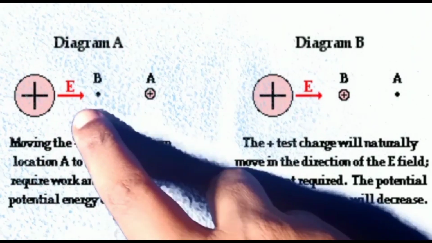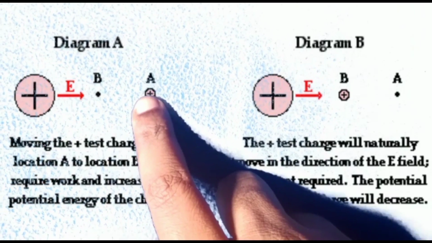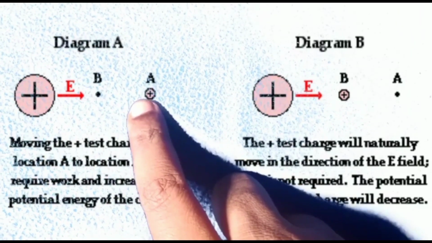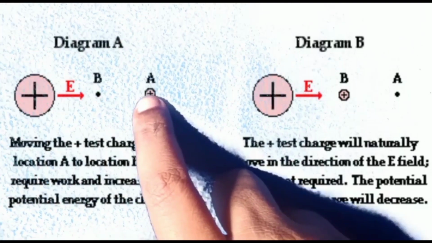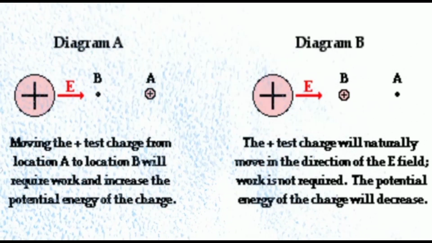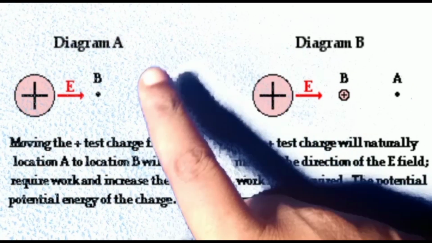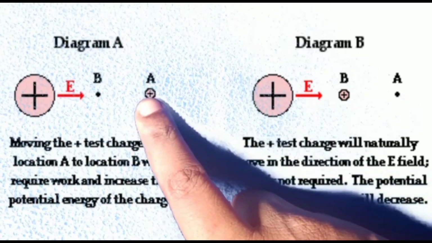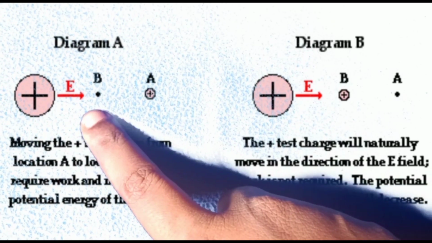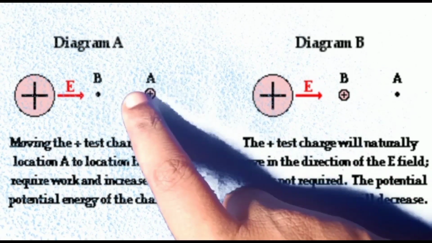For example, we throw a ball up from below. When we throw it up and it goes to the top, what happens to its potential energy? It increases, which means it gains potential energy. Similarly, work would be required to move the object from location A to location B, and the point test charge would be gaining potential energy in this process.